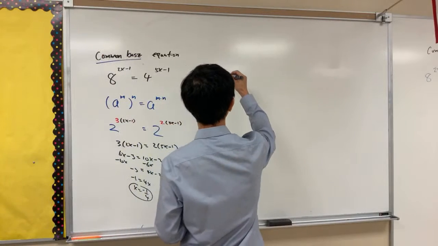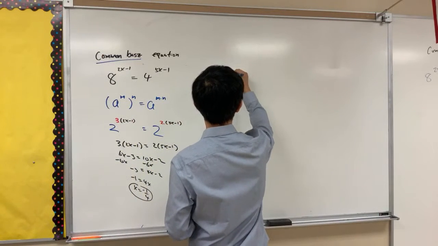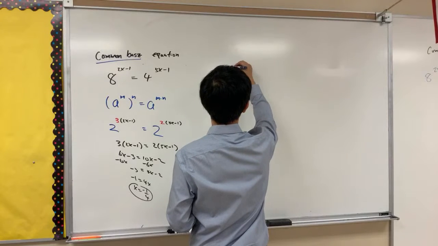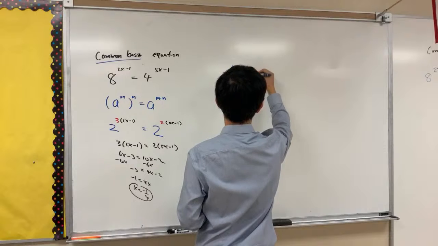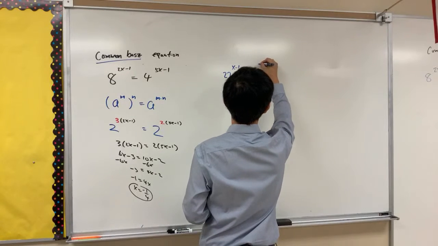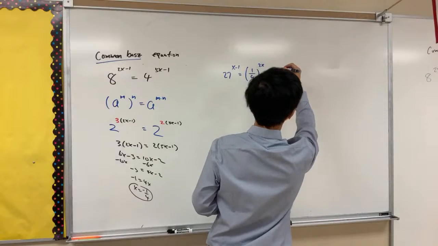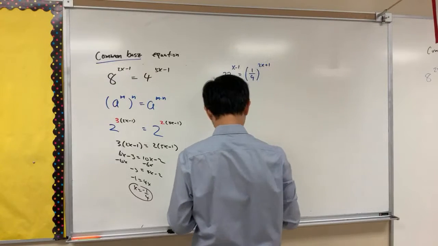Okay, the second question is a little bit more challenging. So 27 to the x minus 1, that's equal to... Remember, everything we learn always comes back. Okay, so that's the second challenge.